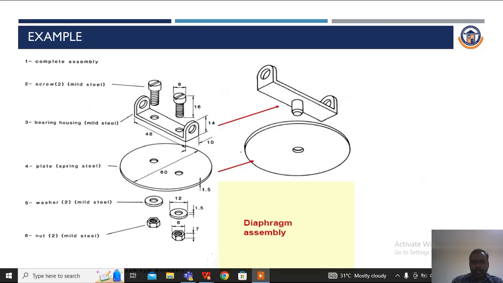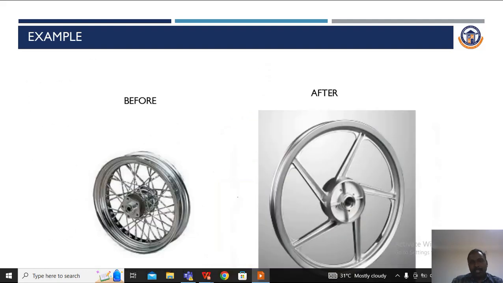The next example is a diaphragm assembly. Previously, if you see, there were at least 6 to 7 components. Now it will be converted into 2 components. We have obviously seen the spoke wheel, and nowadays we have completely moved on to alloy wheels. So the number of spokes in the wheel and the number of alloys in the wheel, by using casting, it is a single product. There is no assembly of components, and the manufacturing cost and manufacturing time, and the time to market are also very less when compared to the spoke wheels.